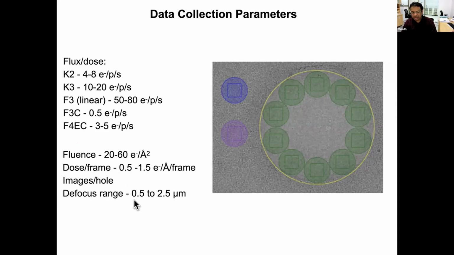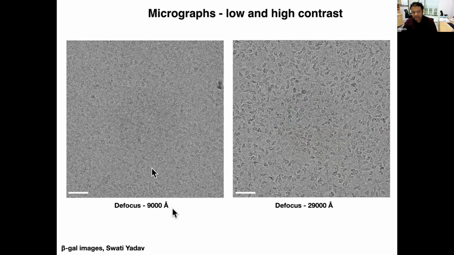The defocus range, typically people use 0.5 to 2.5 plus minus 0.25. And this is again important and depends on the kind of sample you are looking at. So I give two examples, one at about 9,000 angstrom as defocus, where you can barely see the particle. Here we still can see the particles, and computers can easily pick. At very high defocus, we can clearly see.